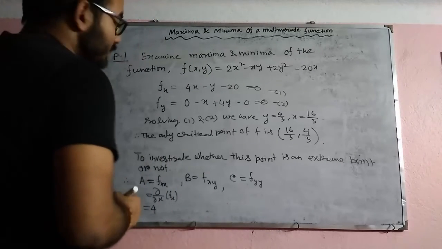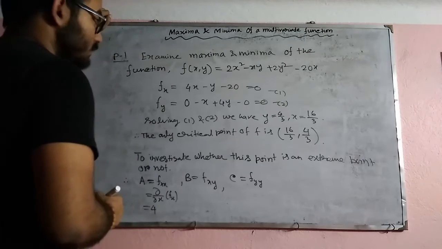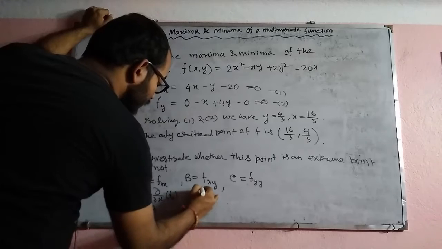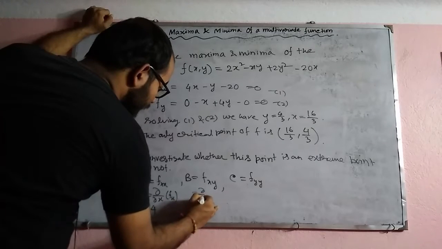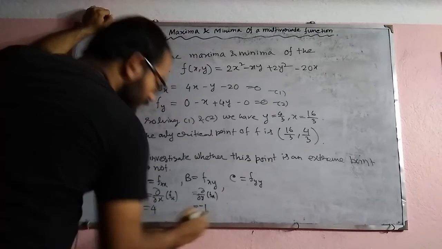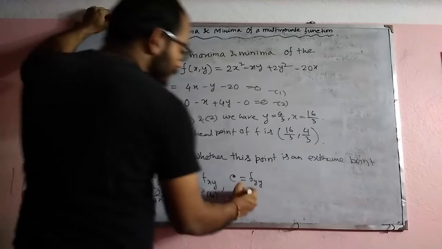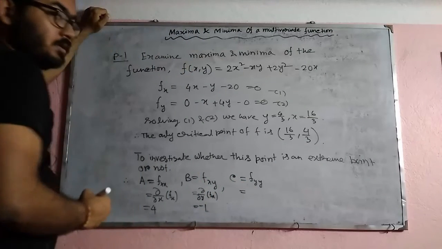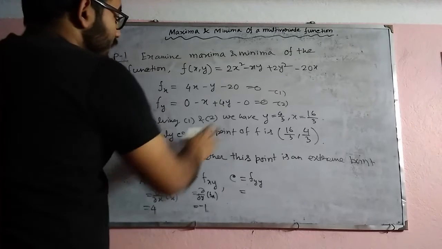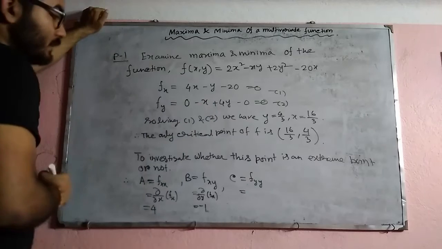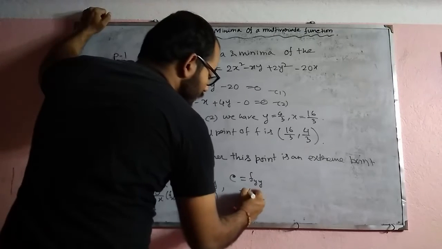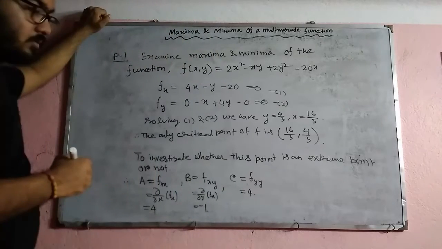What is f of xy? We have to partially differentiate fx with respect to y, and that will be minus 1. And what is C? C is del by del y of fy. And what is fy? 4y minus x. So C is only 4. Okay.